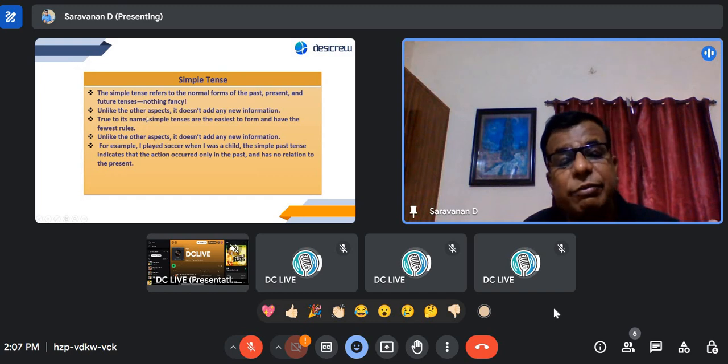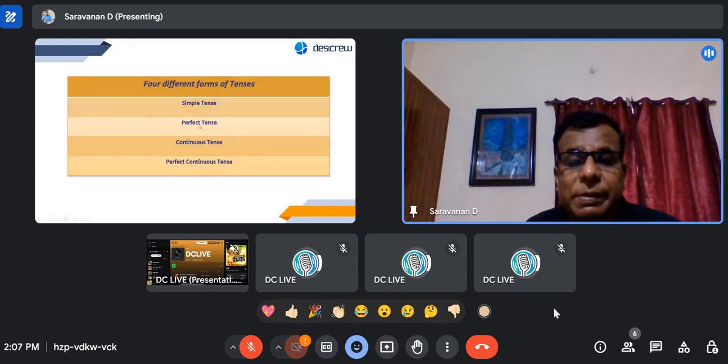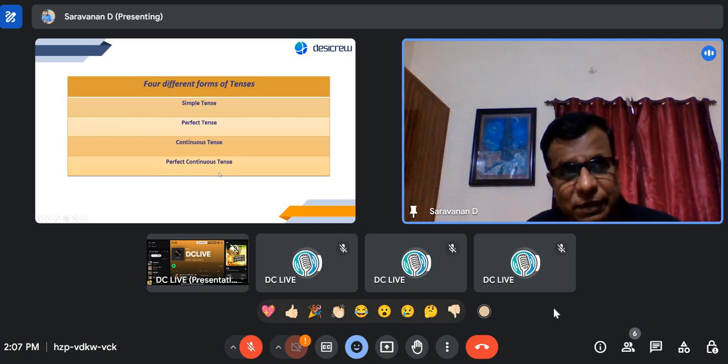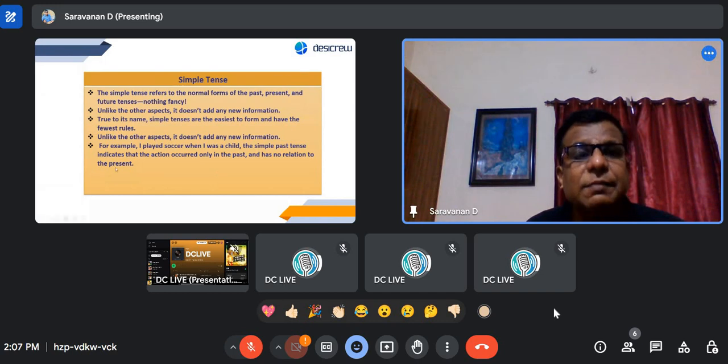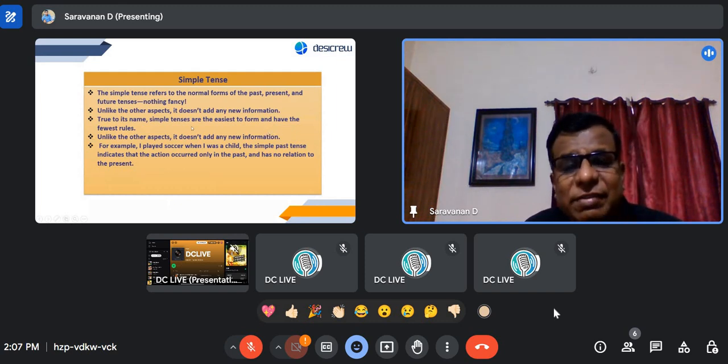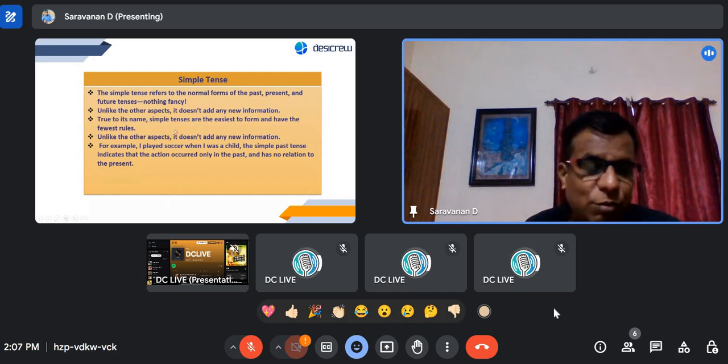So what is the other aspect? Other aspect meaning it could be in perfect tense, continuous tense, and perfect continuous tense. So we will discuss that when we come. So now this simple tense is true to its name. Simple tenses are the easiest form and have the fewest rules. Rules are also very, very minimal. Unlike other aspects, it doesn't add any other new information, so that is fine.